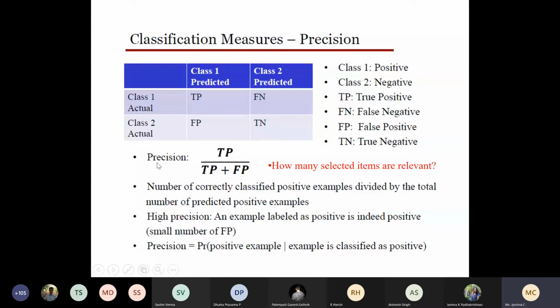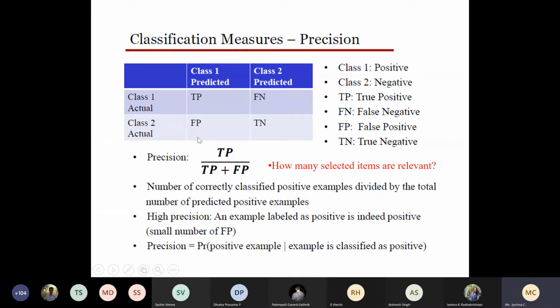So which is the other measure? The other one is precision. So precision means, you see, TP by TP plus FP. FP, you can see this particular column, the summation of this column. So what is the summation of this column? It is predicted. So how many you predicted as class 1? How many you predicted as yes? When we look at the COVID example, how many you predicted as COVID positive?